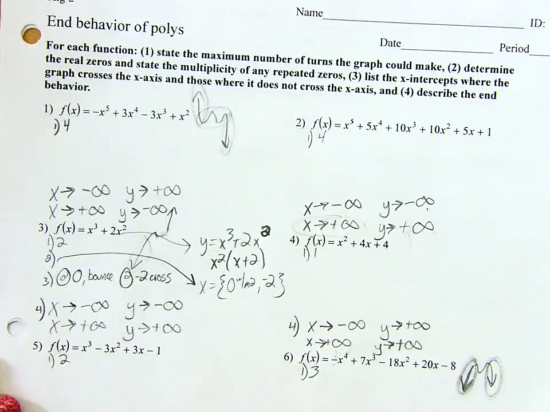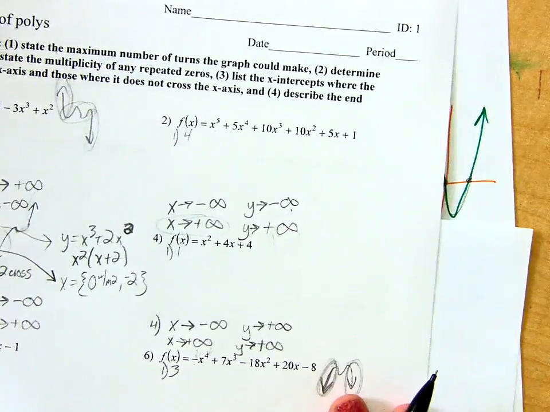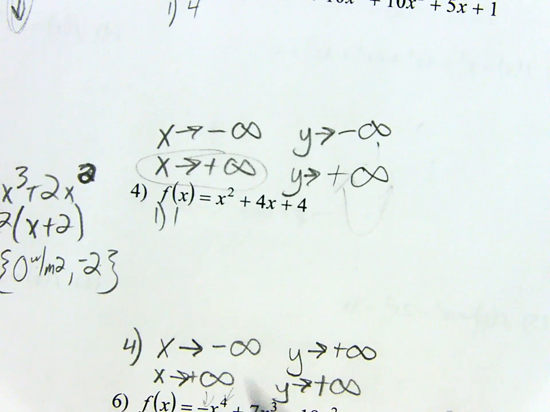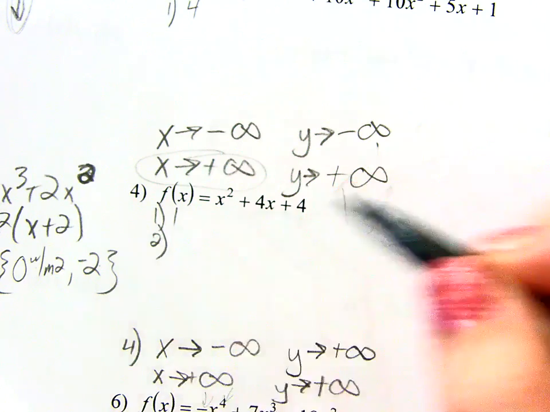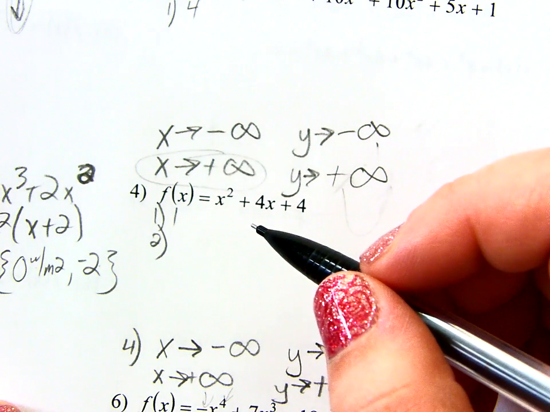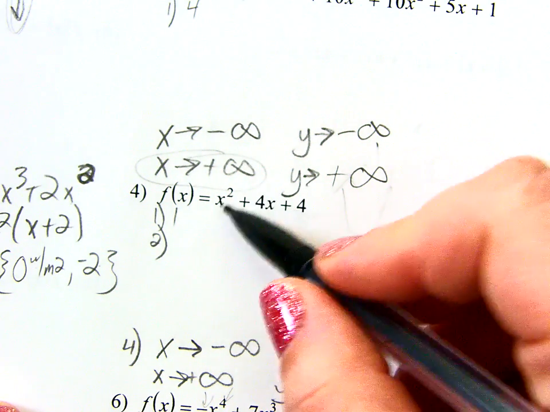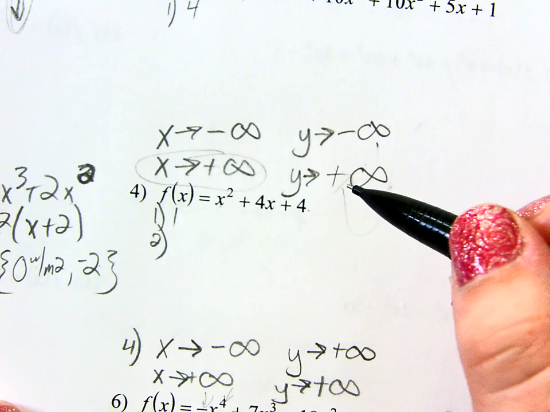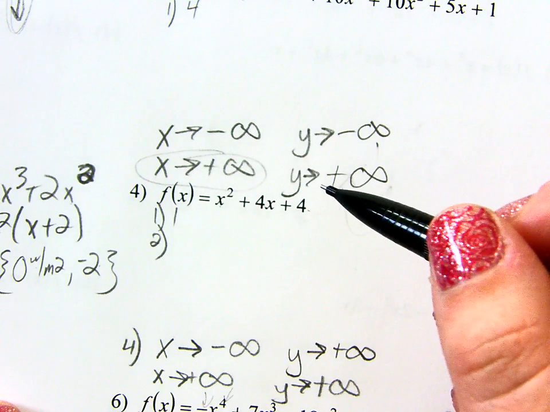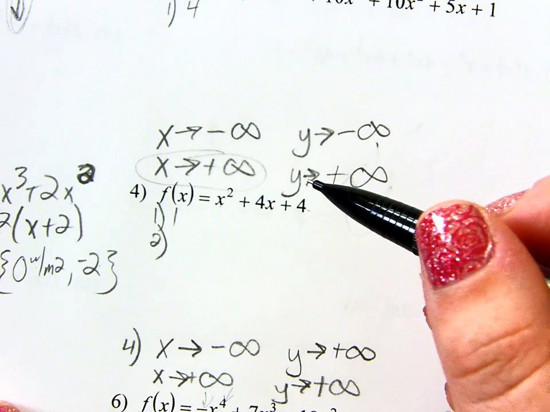Okay, so let's try one like 4. We already know that the maximum number of turns is 1. We already said that. And number 2, we have to find those. We have to find the x-intercepts. So what might you do with this thing? x squared plus 4x plus 4. You can, if you want to do more work than you have to.